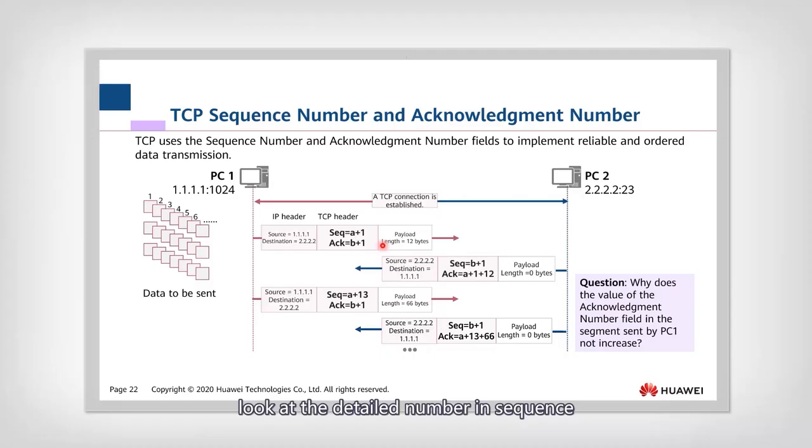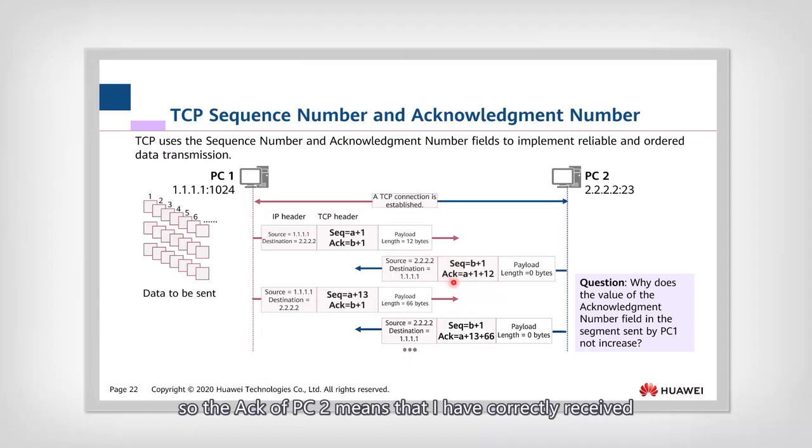Look at the detailed sequence number and ACK to understand the operation of TCP. Here, the sequence number means the starting byte in this packet. And if you look at the data transmission from 1 to 2, you need to look at the sequence number of PC1 and the ACK number of PC2.